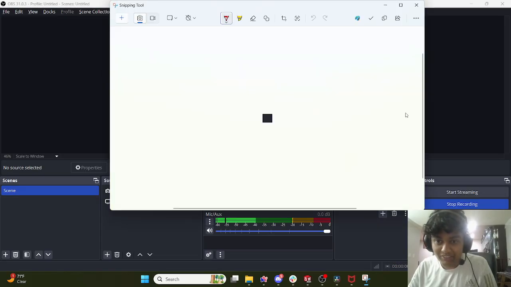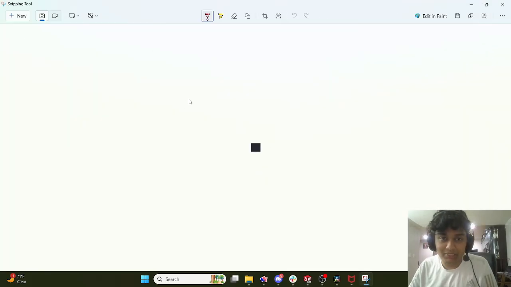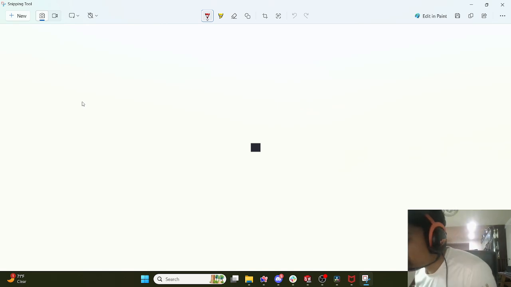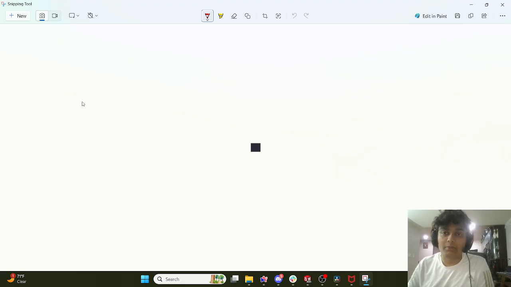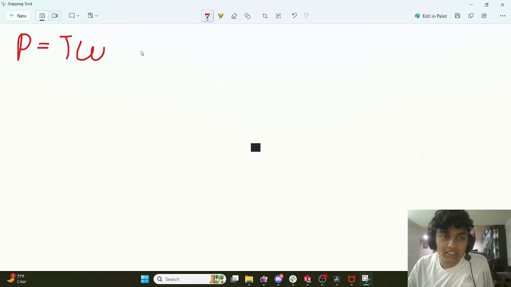So I'm just going to be doing everything on Snip because I'm lazy. What a power and torque curve basically describes is the relationship between your torque, your RPM, and your power. If you guys know, the amount of power that you use is equal to torque times angular speed. So this is the generic formula.